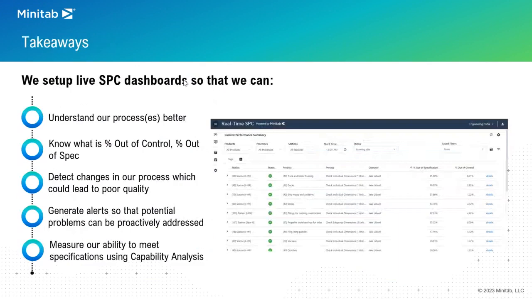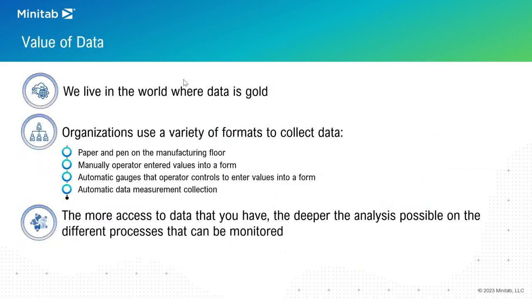Detect any changes in our process, which could lead to poor quality, generate alerts so engineers can get real-time notifications so that they can address those problems proactively, and measure our ability to meet those specifications using the capability analysis tool as well. With that being said, we can only do this if we have data.